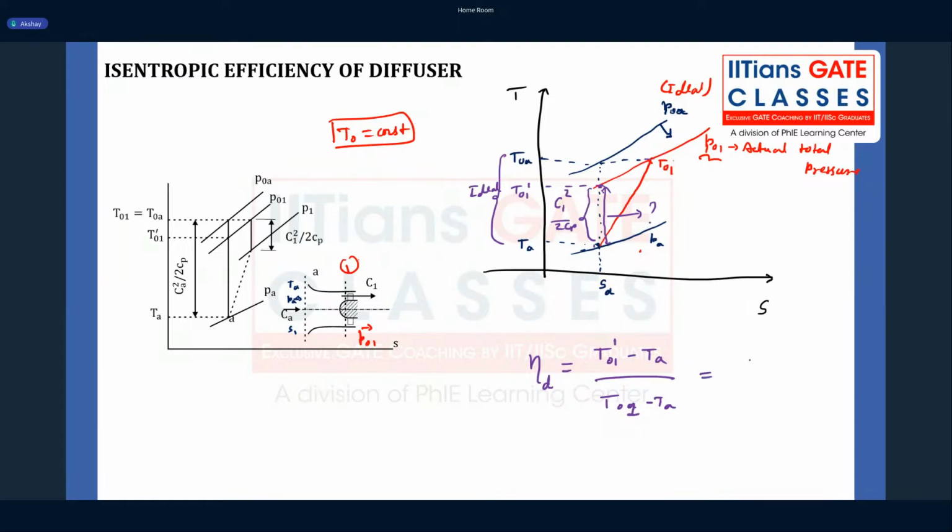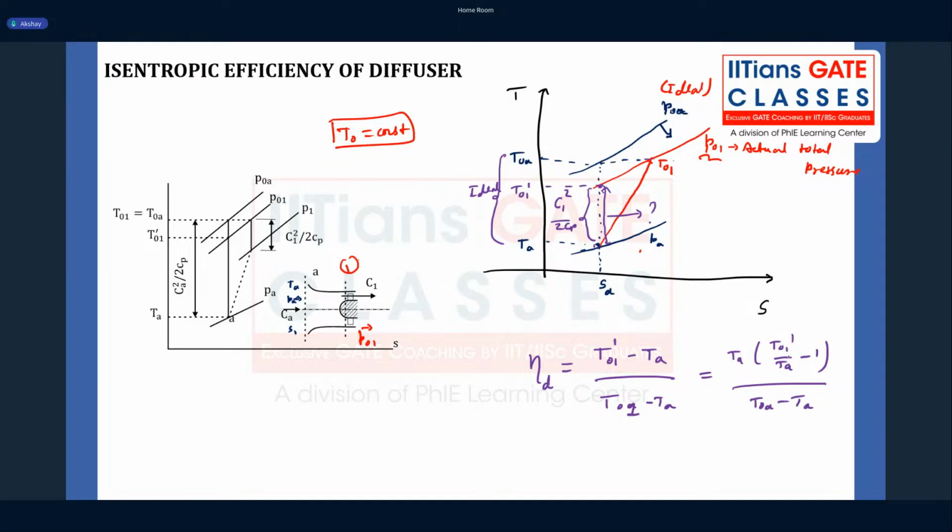Now I can use the isentropic relation between these 2 points because they fall on the constant entropy line. Again, I am not discussing the constant entropy line and the isentropic relations, but we formally derive them in the class before coming to this point. So if I take TA common here, that becomes T naught 1 dash by TA minus 1, divided by T naught 1 minus TA. That one I can also write as T naught A minus TA, because T naught 1 and T naught A are the same.